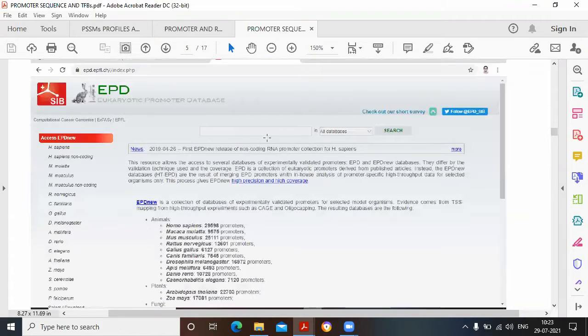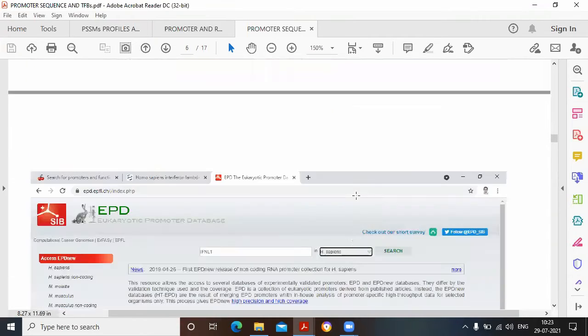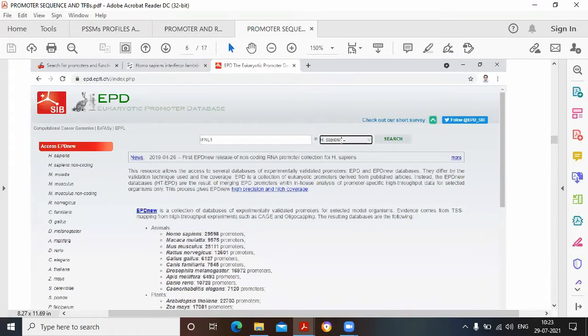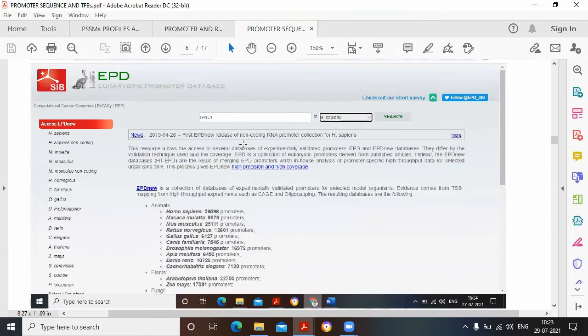There are two boxes here. In the first box, whichever gene's mRNA sequence you have taken, you write that down. And for the mRNA sequence, you need to specify whether it is present in human, in plant, or in some other organism. As I have taken human, after clicking here, I have chosen Homo sapiens. Okay, and then you click on the search button.